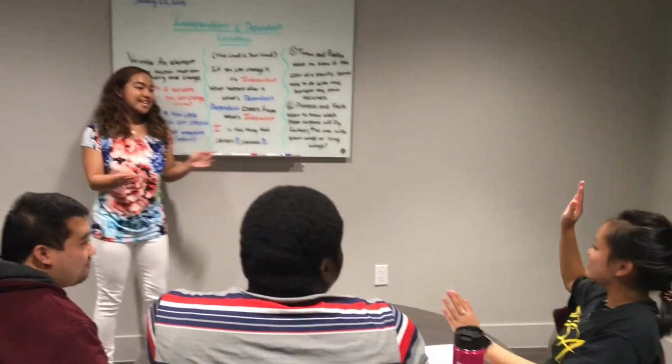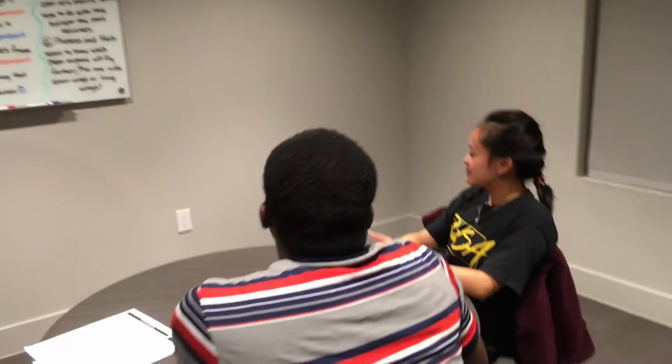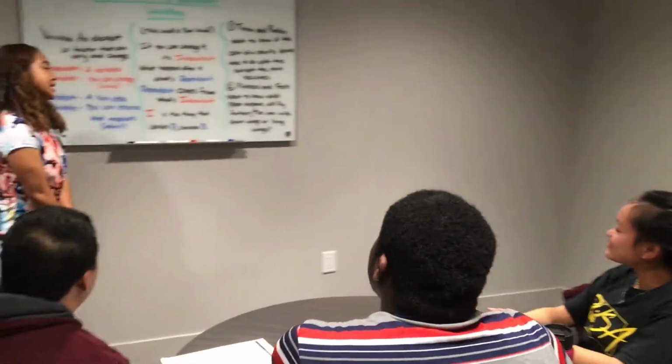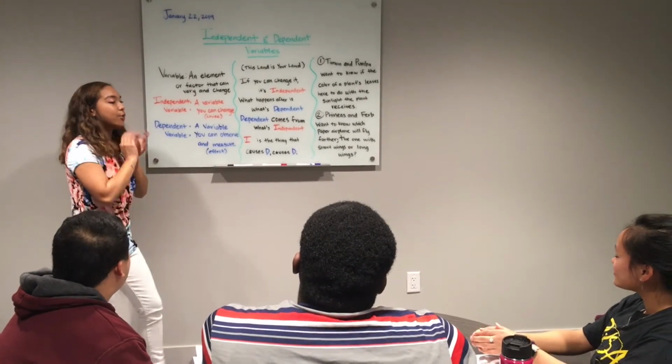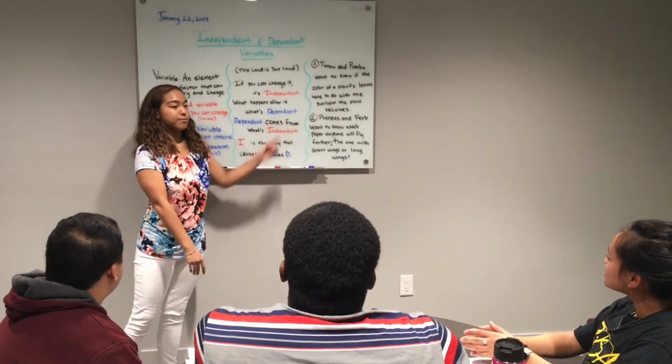I have a question. Yes. So this I always comes before D? Actually, no, not necessarily. Sometimes the dependent variable can come before the independent variable, and we're gonna look more into that when we do these practice problems over here.